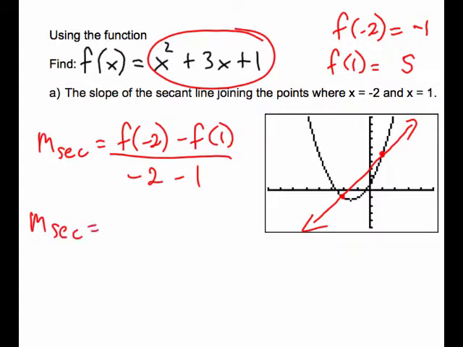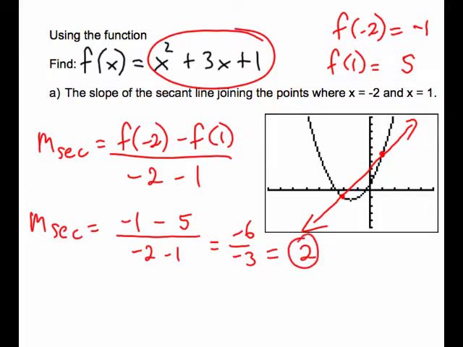Substituting those into my formula, I get a secant slope of 2, which means an average rate of change over this interval between -2 and 1 of 2, which means my graph is changing 2 units of y for every 1 unit of x. It's a 6:3 ratio, which reduces to 2:1 average rate of change.